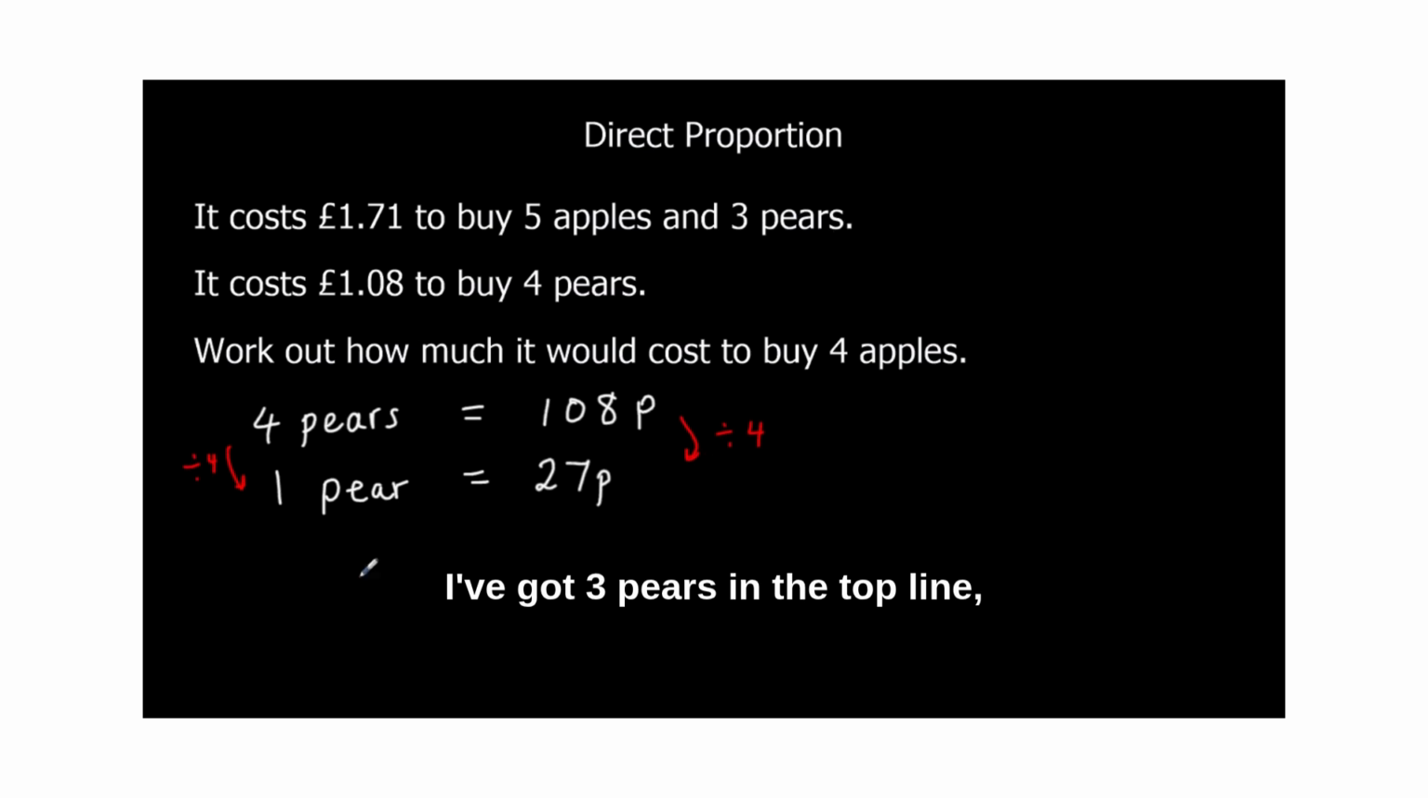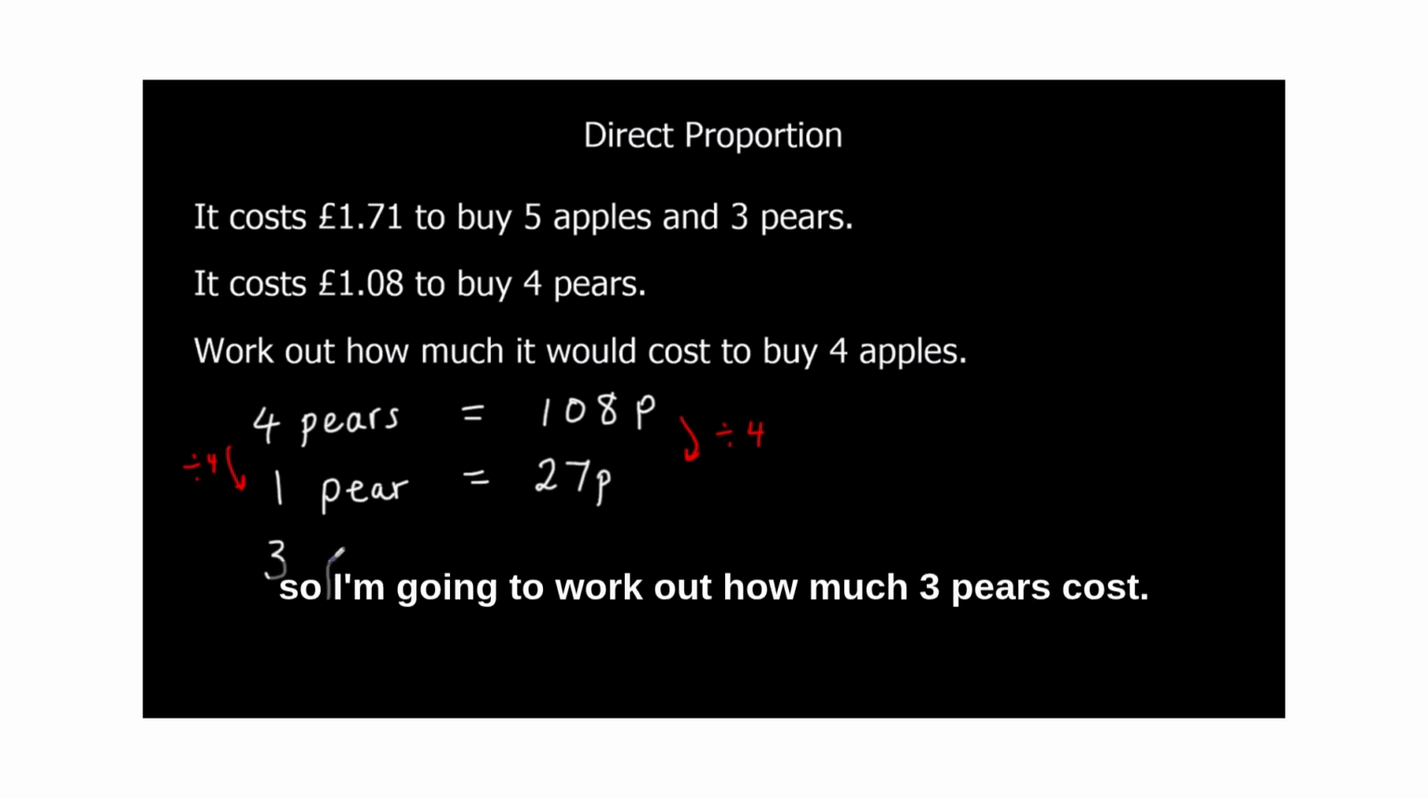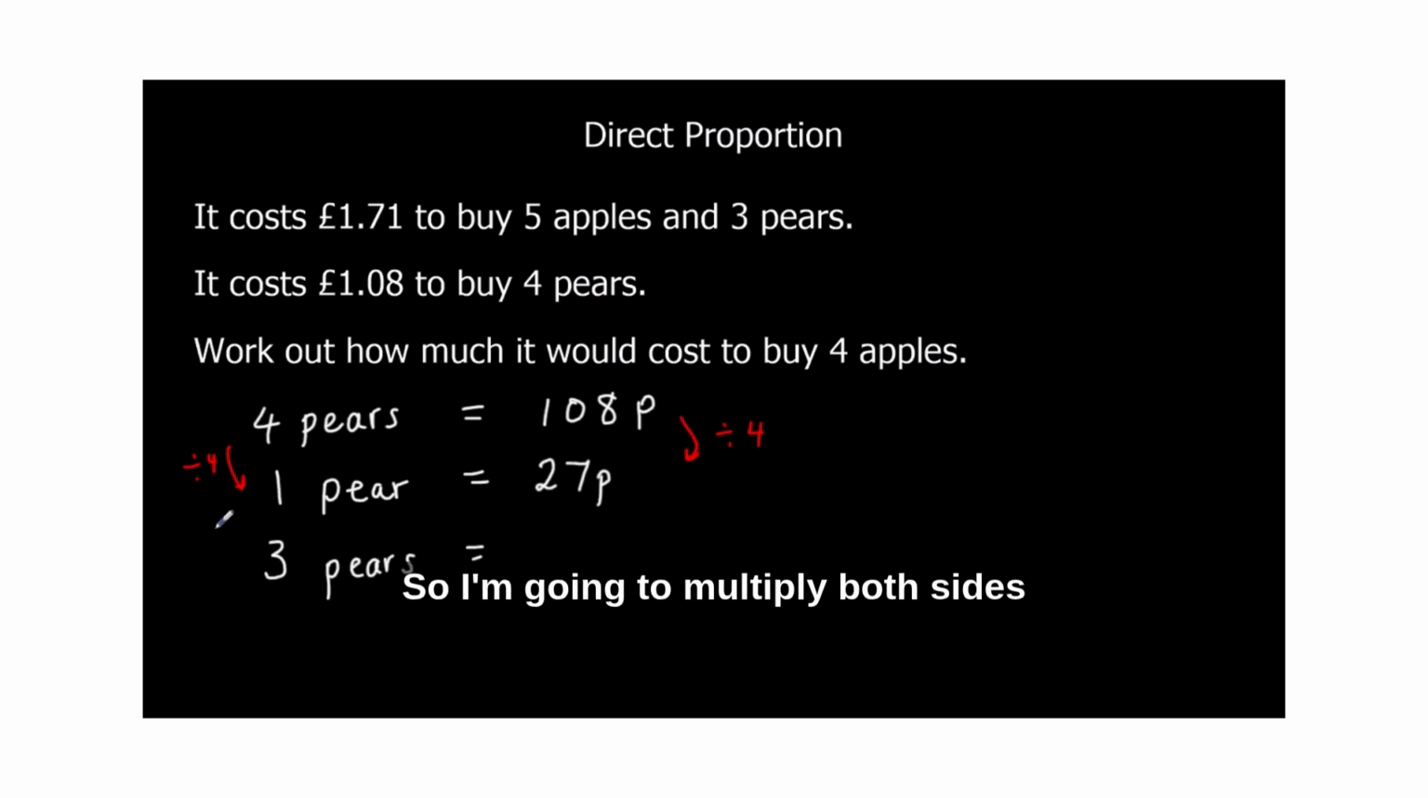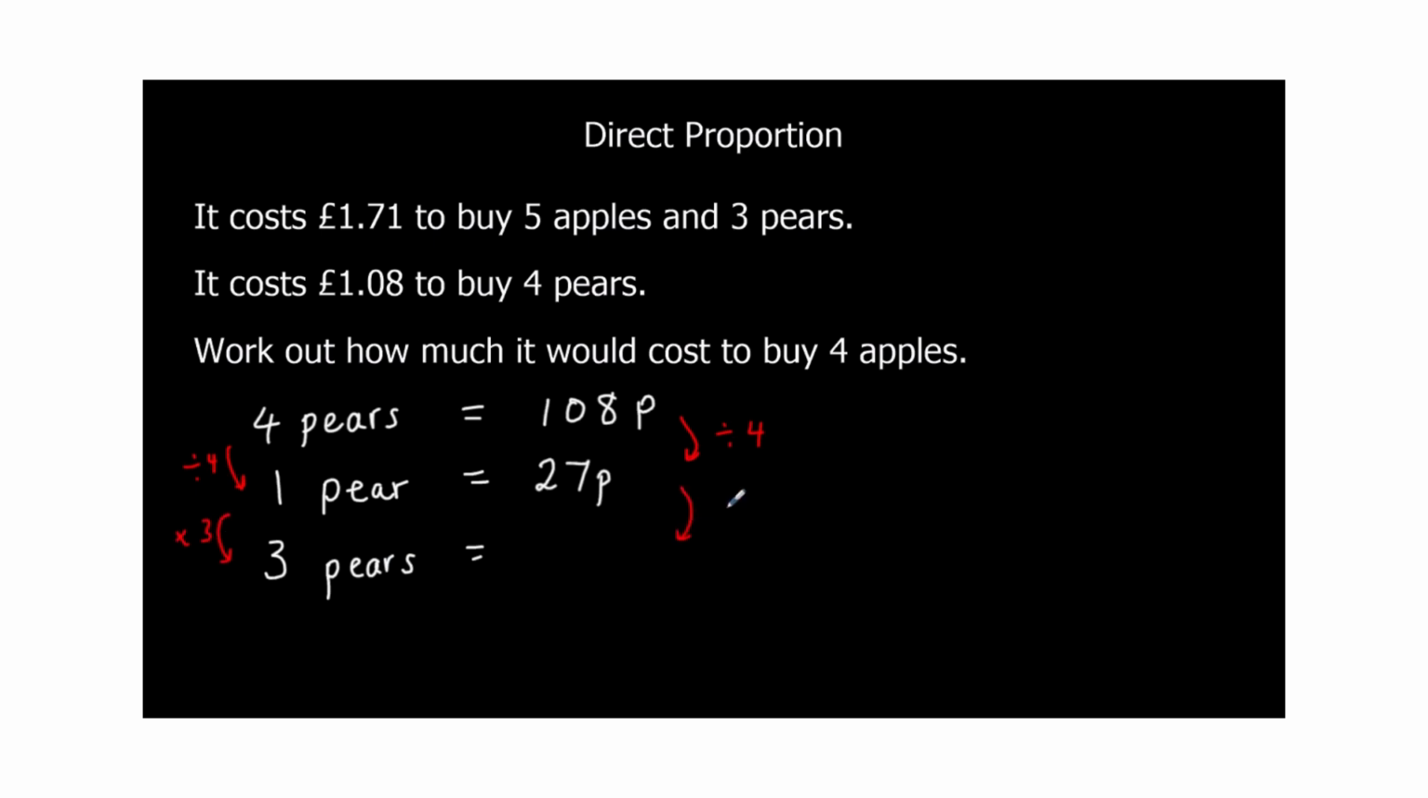I've got 3 pears in the top line, so I'm going to work out how much 3 pears cost. So I'm going to multiply both sides by 3. So 27 times 3, 20 times 3 is 60. 7 times 3 is 21. 60 plus 21 is 81p. So 3 pears are 81p, £0.81.